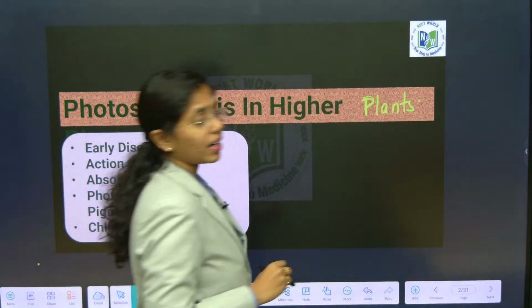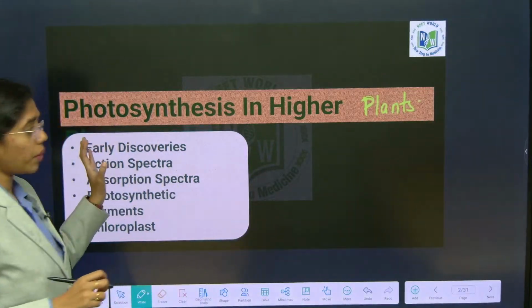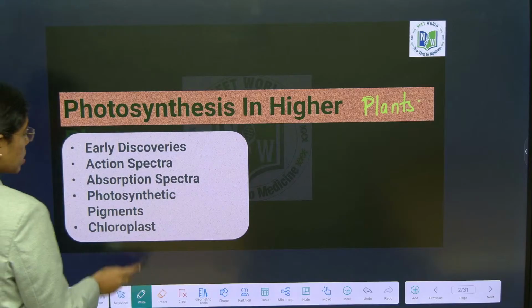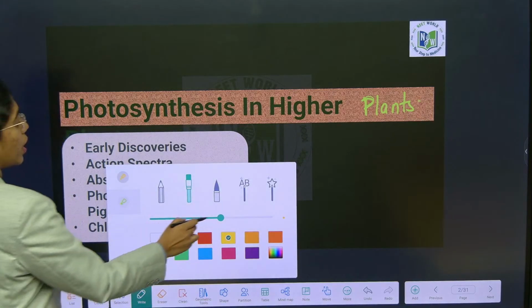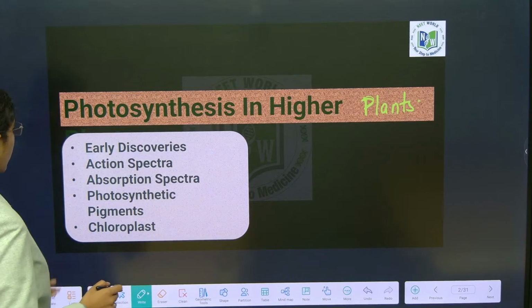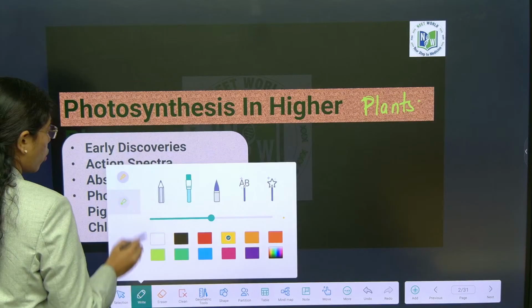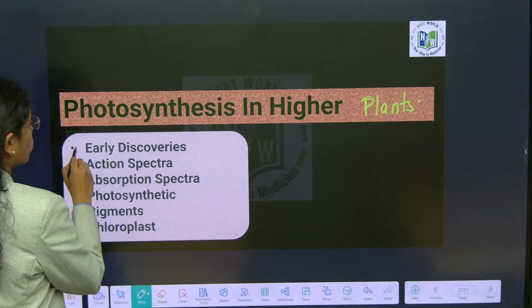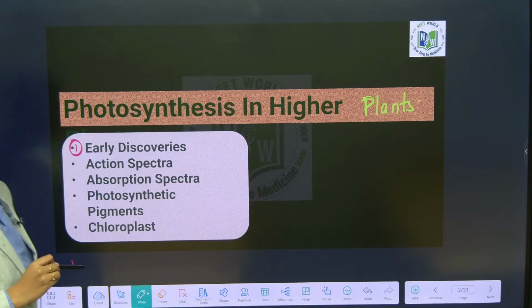All the concepts that you are going to cover from this chapter, just go through this. This is a common chapter both for your NEET and MCET. And the first and foremost concept that you have to cover here is your early discoveries.